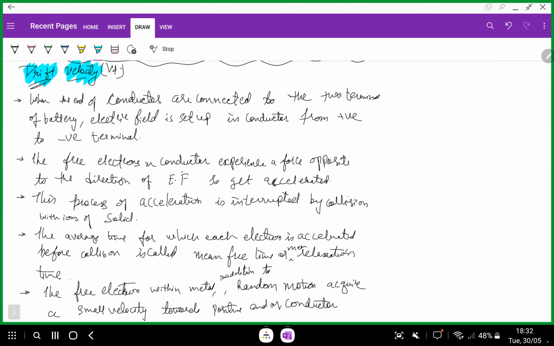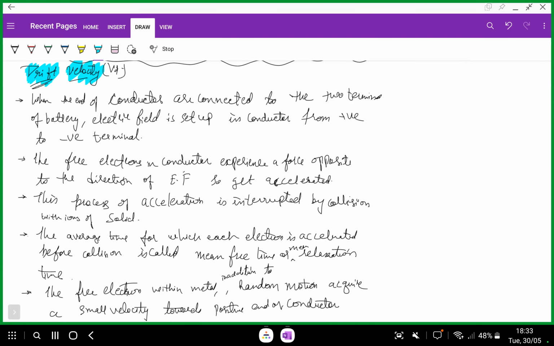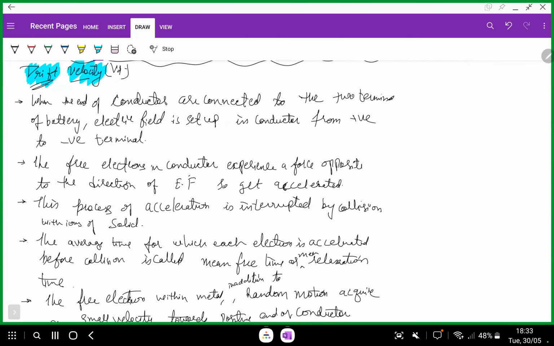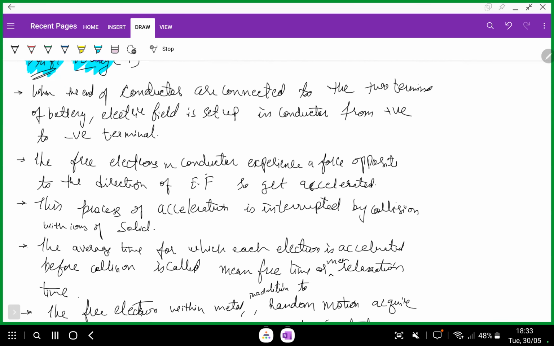Drift means movement, how we are moving, how we are drifting, like in normal general English. So what it says, when the ends of a conductor are connected to two terminals of a battery, the electric field is generated or set up. So it moves from positive terminal to negative terminal. Movement of electrons.